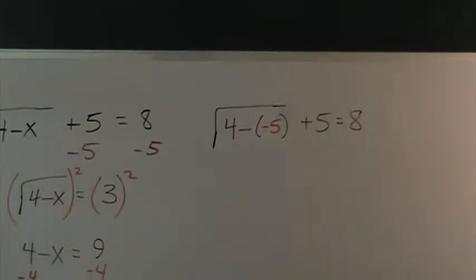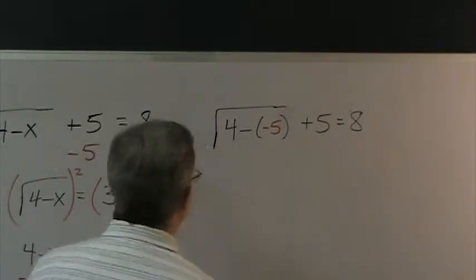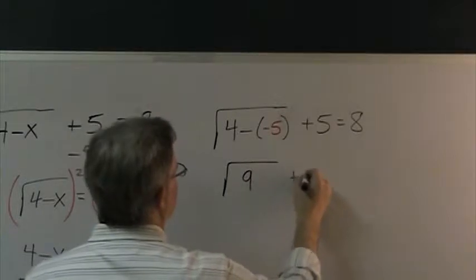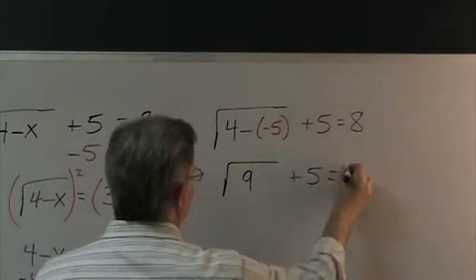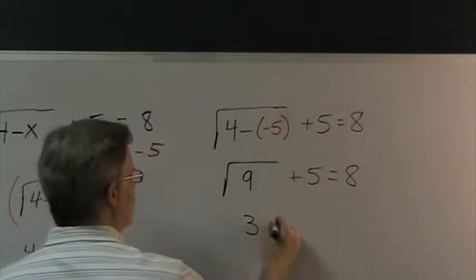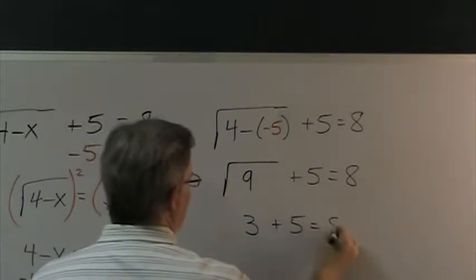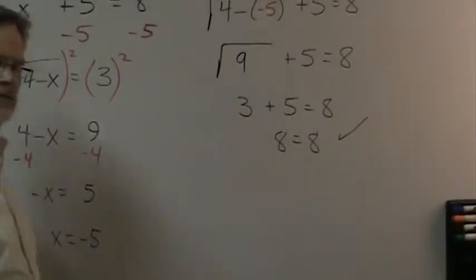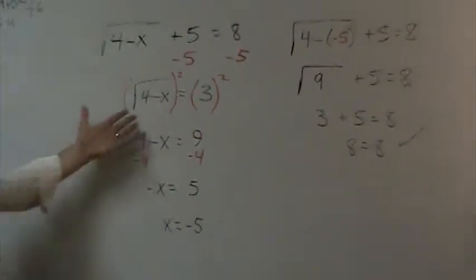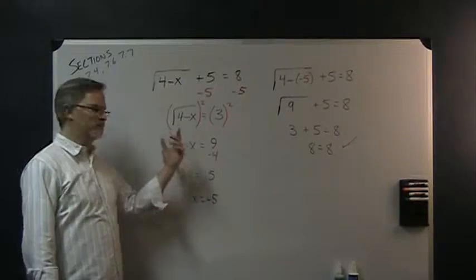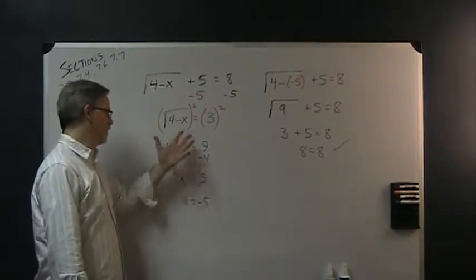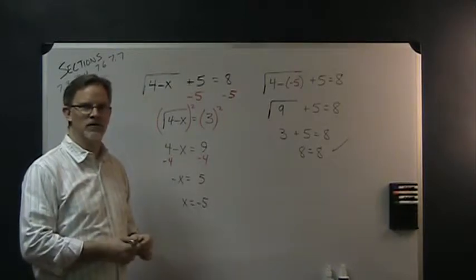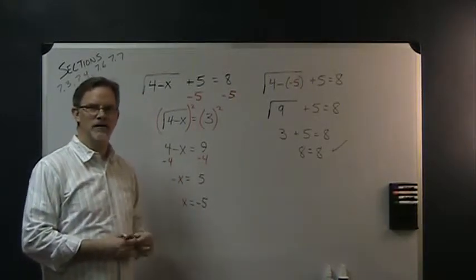Okay? So then that's going to give you the square root of 9 plus 5 is equal to 8. The square root of 9 is 3 plus 5 is equal to 8. So 8 equals 8, and so it checks. See? And even math professors from time to time can lose a square or miss something. But the thing is, by checking the answer, I immediately knew that I had a wrong answer.